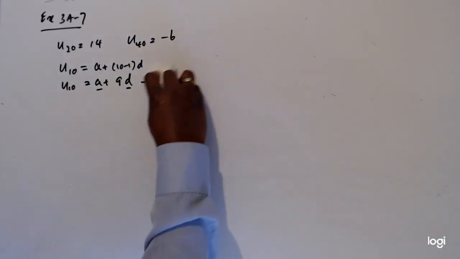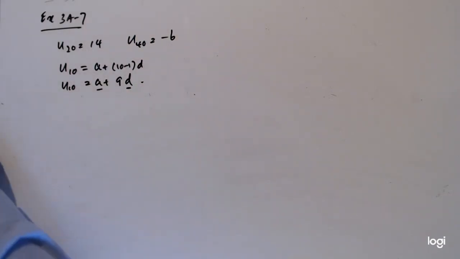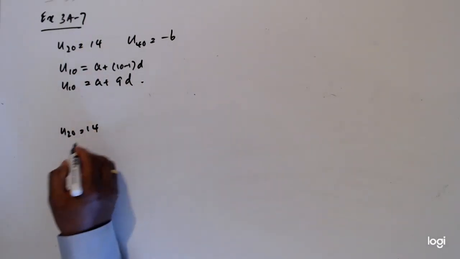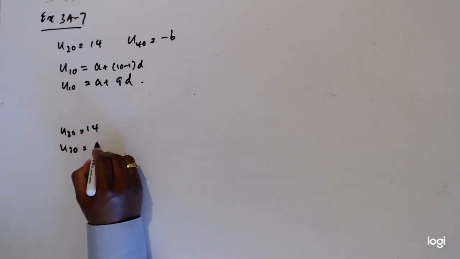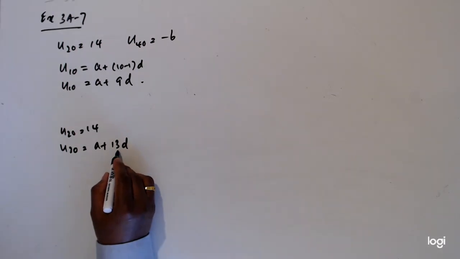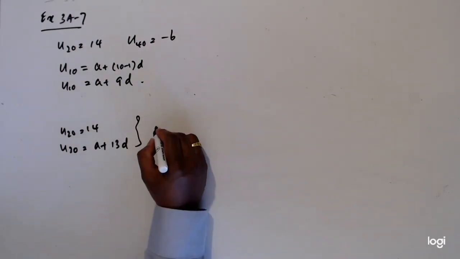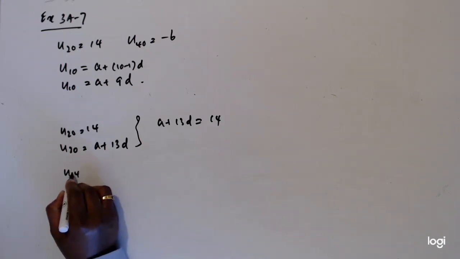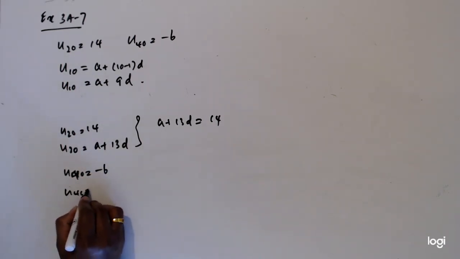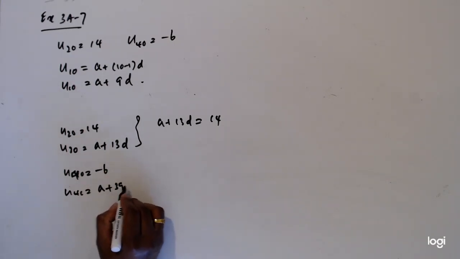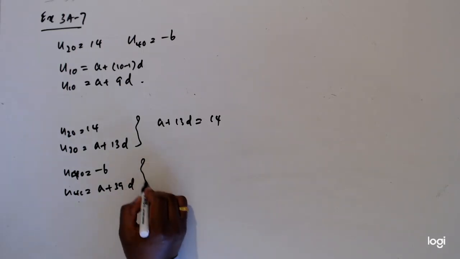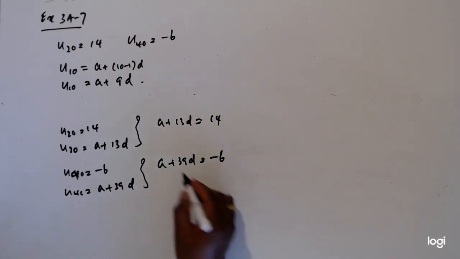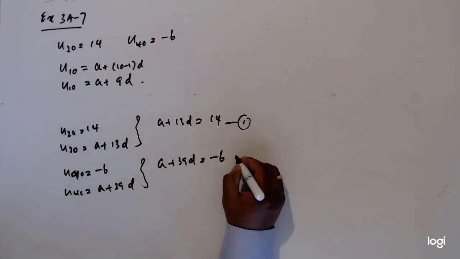So basically you need to know that to find u10 you need those two, A and B. You write u20 is 14, so u20 is A plus 13d, n minus 1, 14 minus 1 d. So from here you write A plus 13d equals 14. Then u40 equals minus 6, so u40 equals A plus 39d, 40 minus 1. So from here you can write A plus 39d equals minus 6. Then solve the two equations simultaneously, 1 and 2.